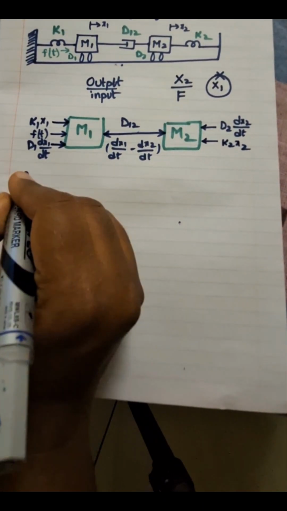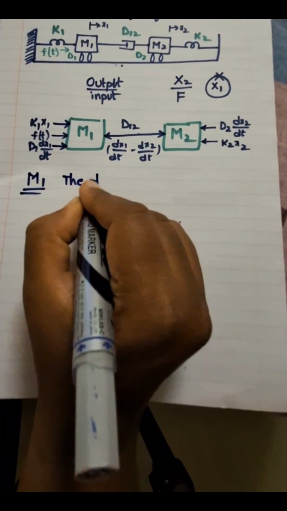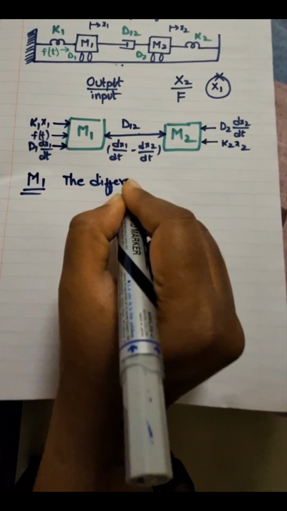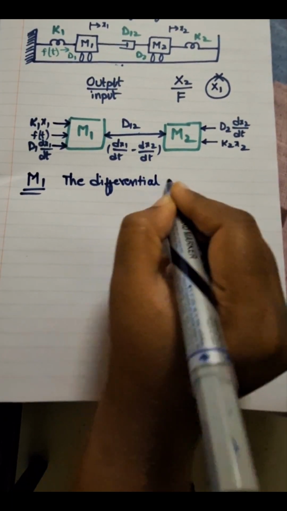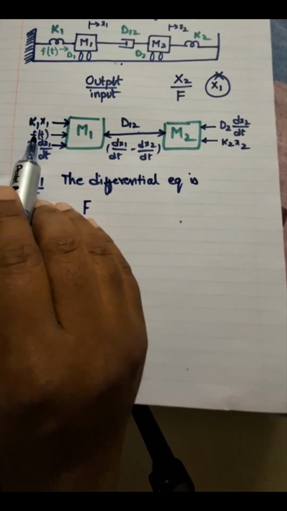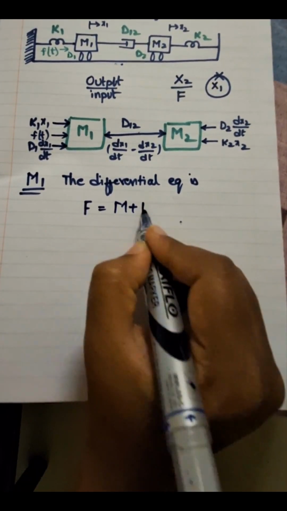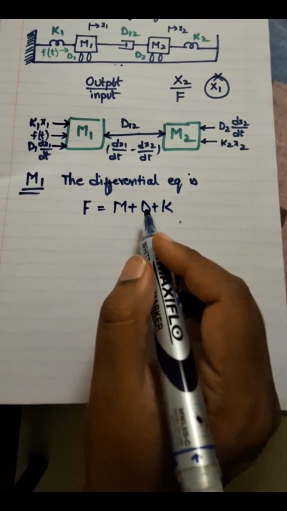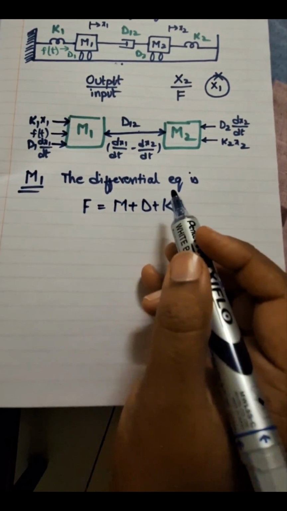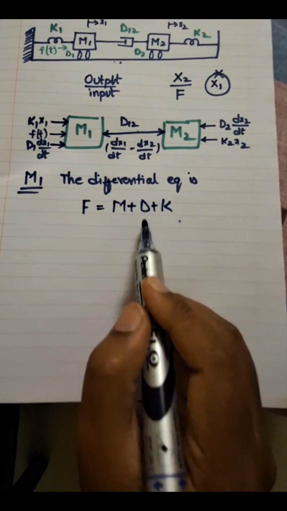Now, for mass 1, the differential equation is, so always just remember, here F is given, meaning this is a translational system. For translational system, F is equal to M plus D plus K. This is not mandatory, I am just giving it for speed so that you won't make any mistakes. M means a, d square by dt square, D means a d by dt, K means just dx.